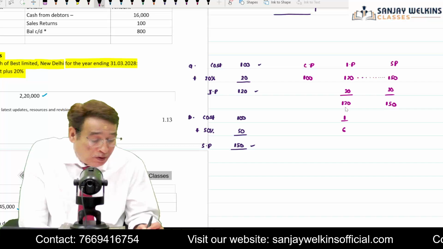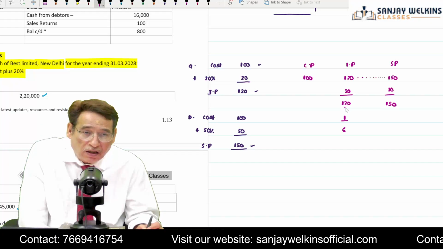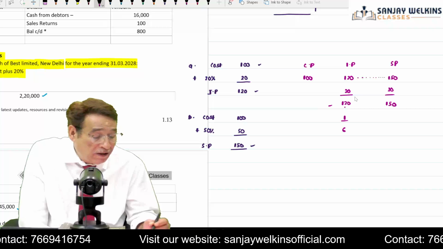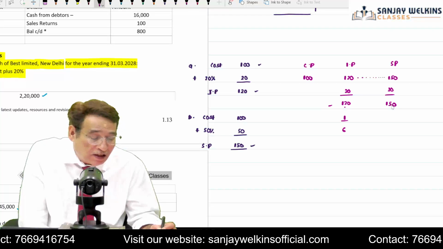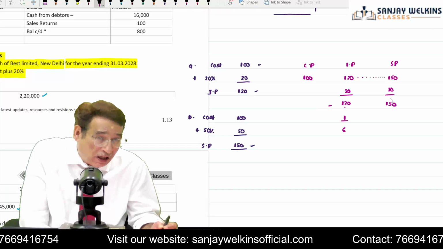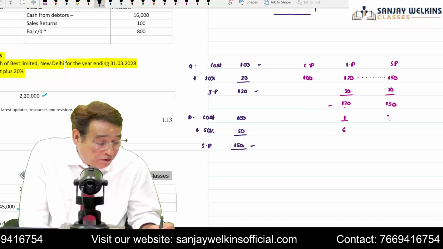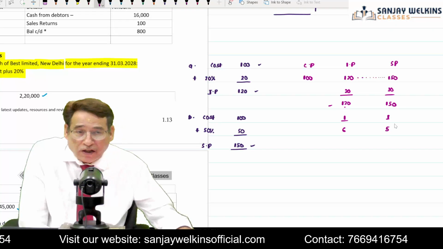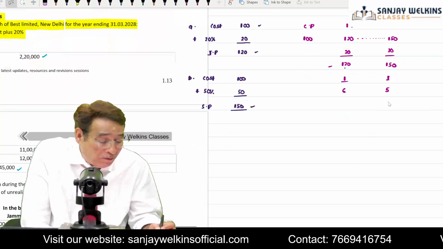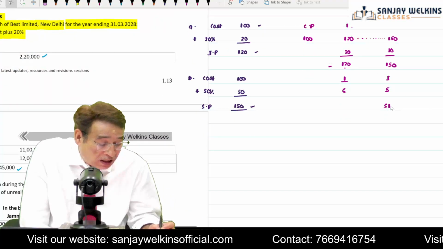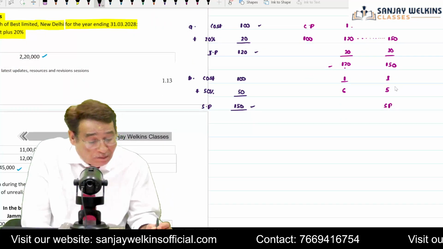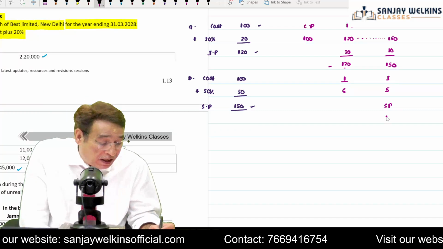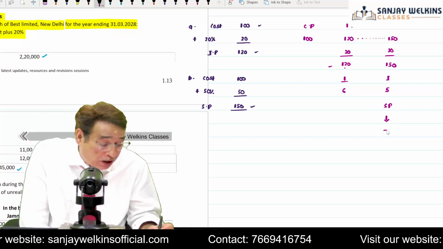See, in the denominator here I have written 120, so this is your rate of loading on invoice price. And here I have written selling price in the denominator, so this is the rate of loading on selling price. 30 by 150, or 1 by 5, is the rate of loading on selling price. What does it mean? It means if I apply this rate on an item which is at selling price, that item will fall down to invoice price.